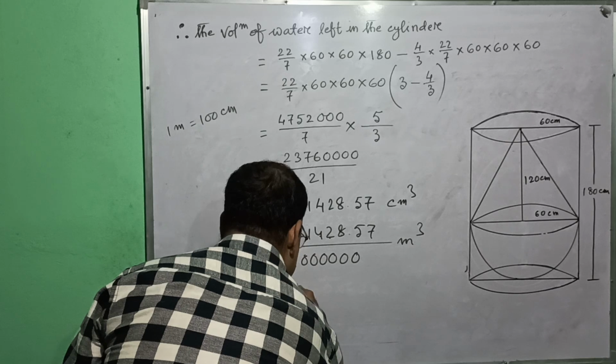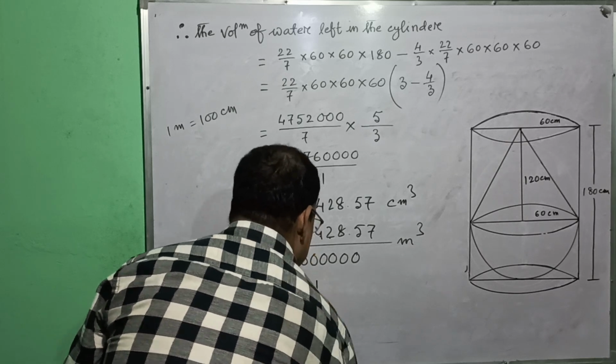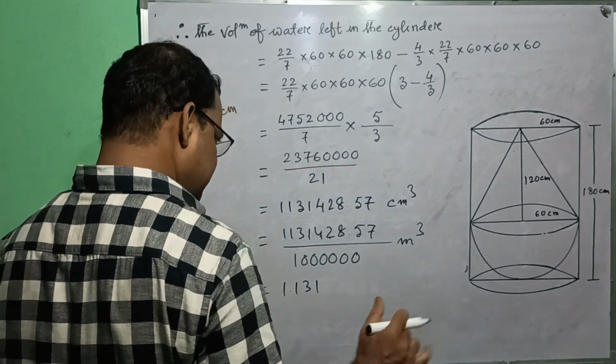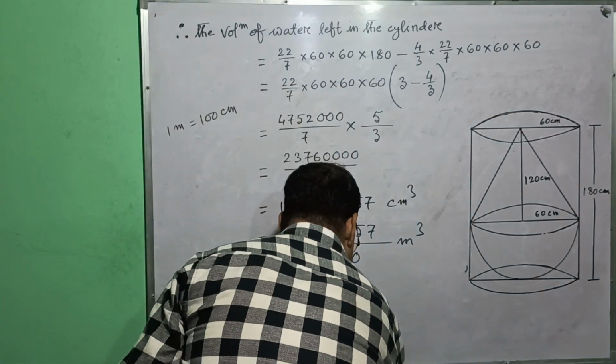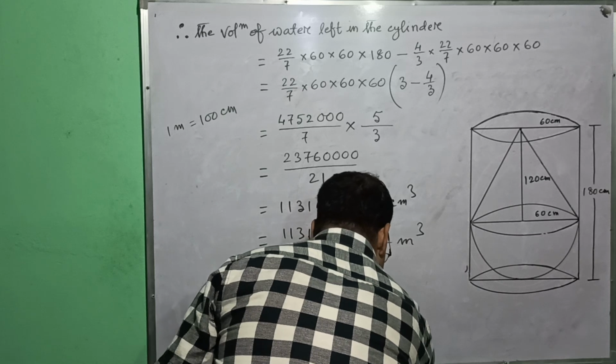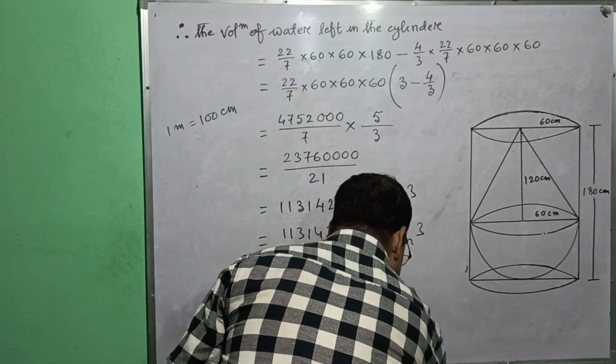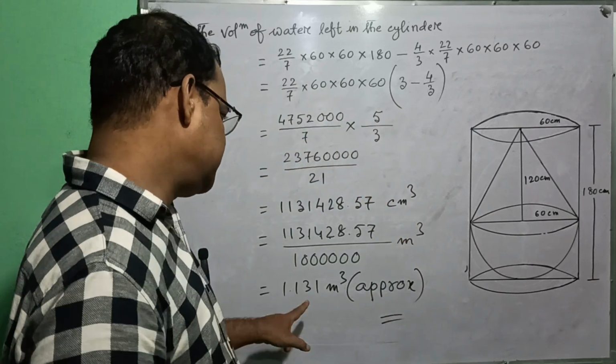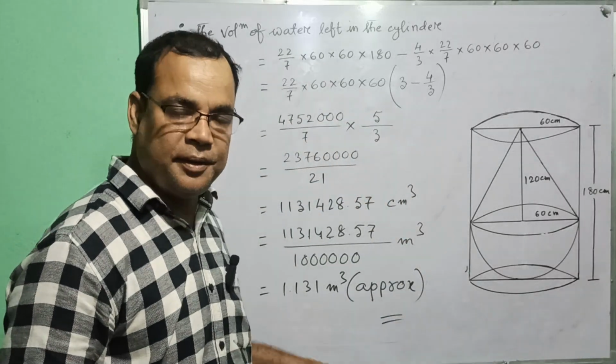So it will be 1.131, up to 3 decimal we can write, meter cube, and here we will write approx. So this is the answer, and this is the volume of water left in the cylinder.